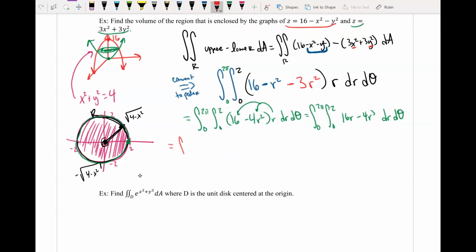So this is going to be the integral from 0 to 2 pi. We're going to do the inner integral first using iterated integrals. This is going to be 16r squared over 2, which is 8r squared, and then for r cubed, minus r to the 4th power, evaluated from 0 to 2. Now this is going to give me the integral from 0 to 2 pi of 8 times 2 squared minus 2 to the 4th, d theta.